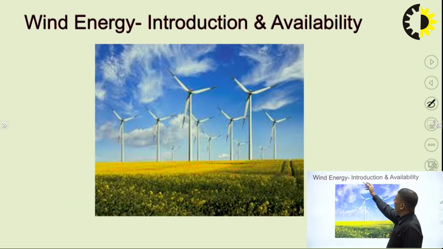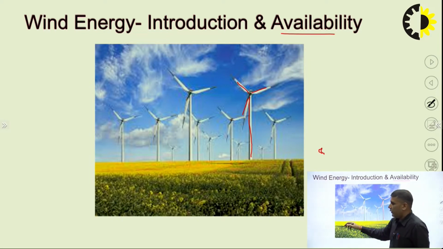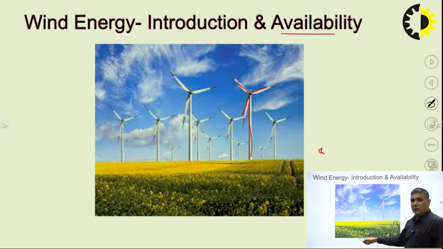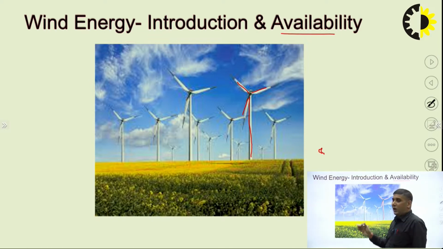As far as the introduction about wind energy and its availability is concerned, this is the diagram. Here you can see a large pole with 3 blades, and many such poles are located in this plain area. The design of these blades is such that when the winds hit them, they start rotating either clockwise or anti-clockwise, and the kinetic energy of the rotation of the blade is converted into electrical energy with the help of wind turbines. We will discuss it in the coming slides in brief also.